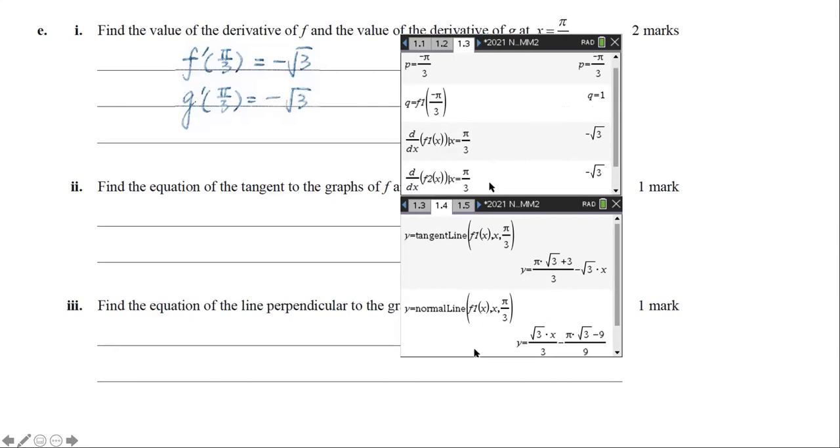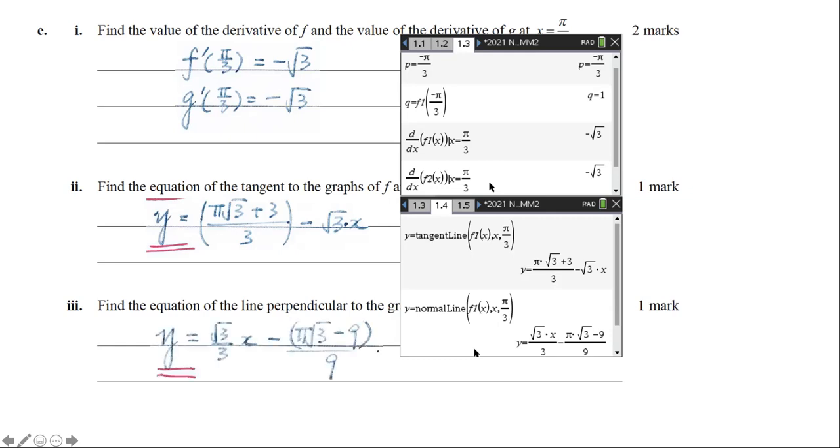And then you find the equation of tangent to the graph of f and g at x equals pi on 3. This is done by using tangent line command on your CAS calculator, with reference to f1 of x, I've defined at the first page, okay? Make sure you write y equals because we want the equation rather than an expression. So that's the next part. This is also done using normal line command on CAS calculator. And here is your answer for the equation of the line perpendicular to the graph of f and g at the same x value pi/3.